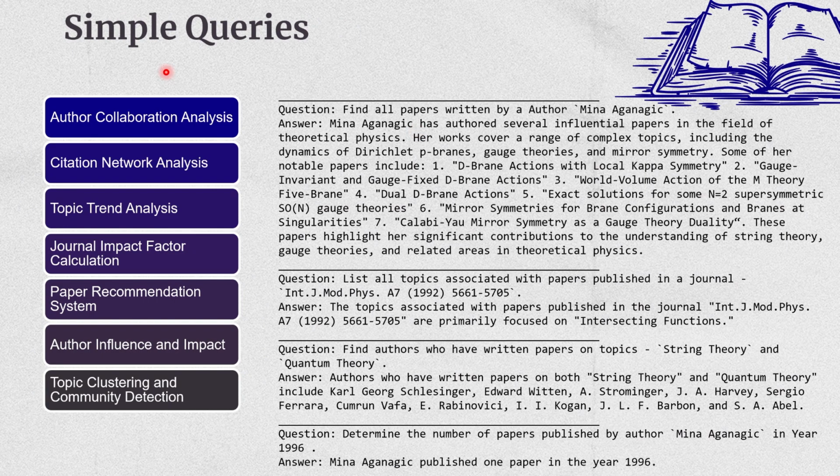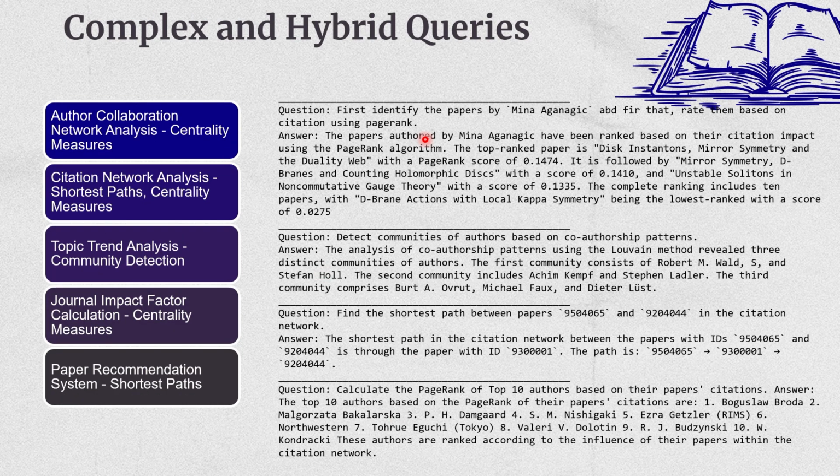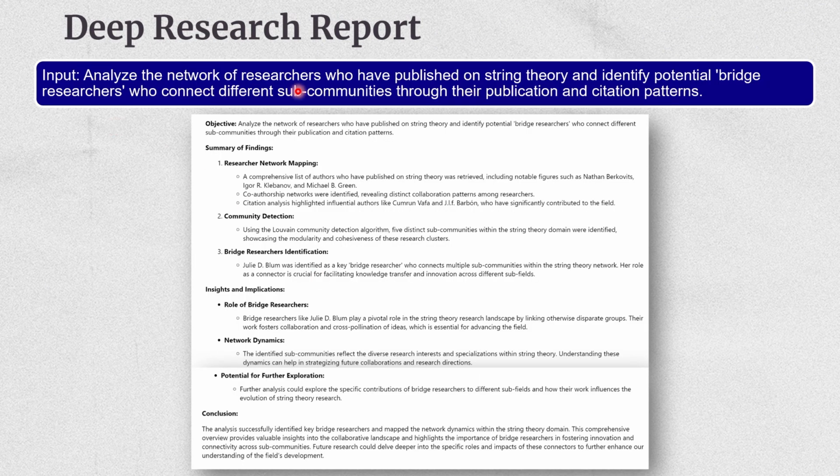These are some simple queries which are being answered. So it could be author collaboration, identifying papers written, listing all the topics of a journal, finding authors who have written papers on multiple topics, and so on and so forth. Complex and hybrid queries: we can identify papers and then rate them using PageRank. We can detect communities of authors. We can find the shortest path between papers. We can again calculate the PageRank of the top 10 authors based on their paper citations. This one is a hybrid example where it first identifies the top 10 authors and then calculates the PageRank. And finally, we have a deep research report which analyzes the network of researchers who have published on string theory and then identifies the potential bridge researchers.